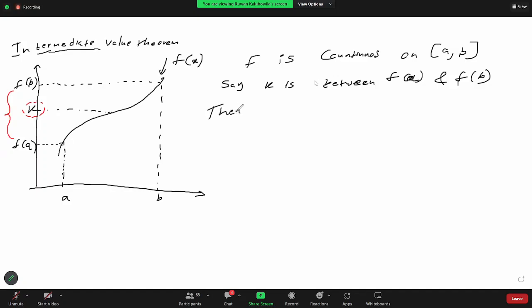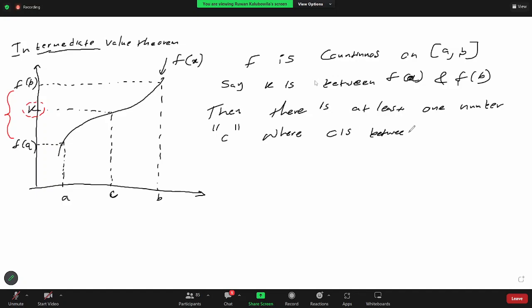Then there is at least one number, let's say C, where C is between A and B, and F(C) equals K. So this is the intermediate value theorem.